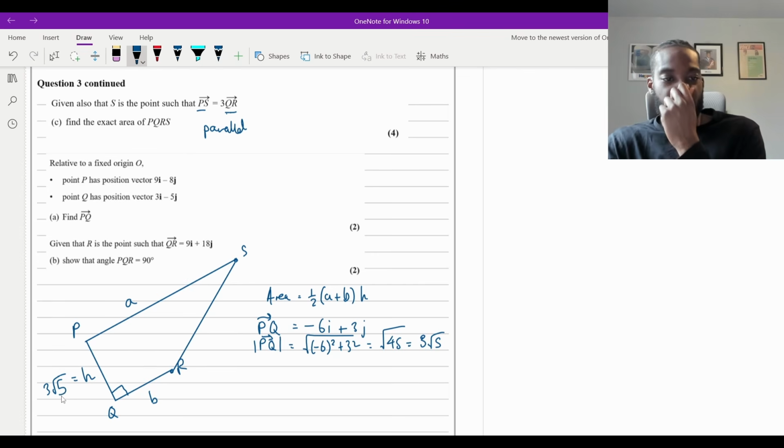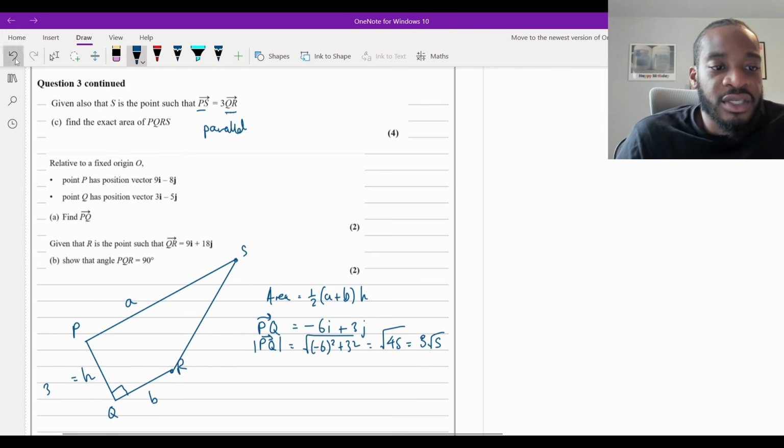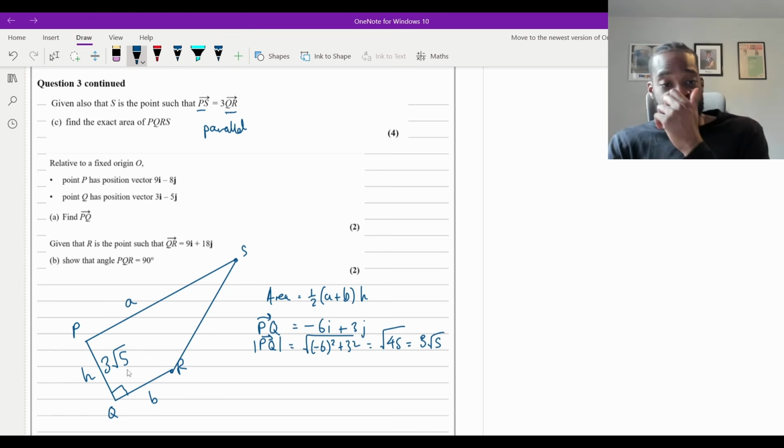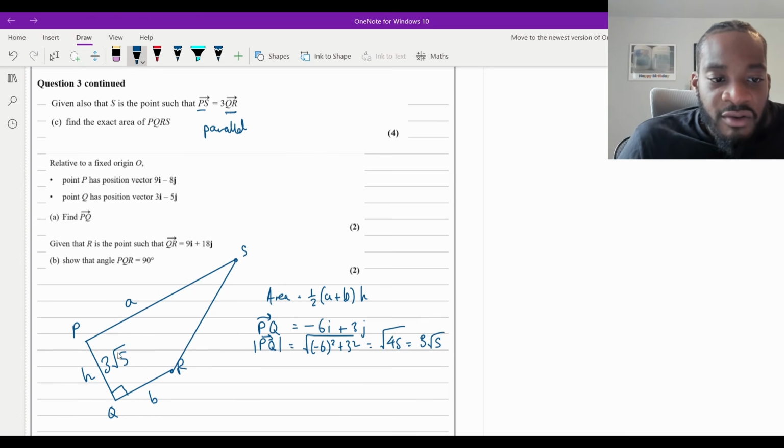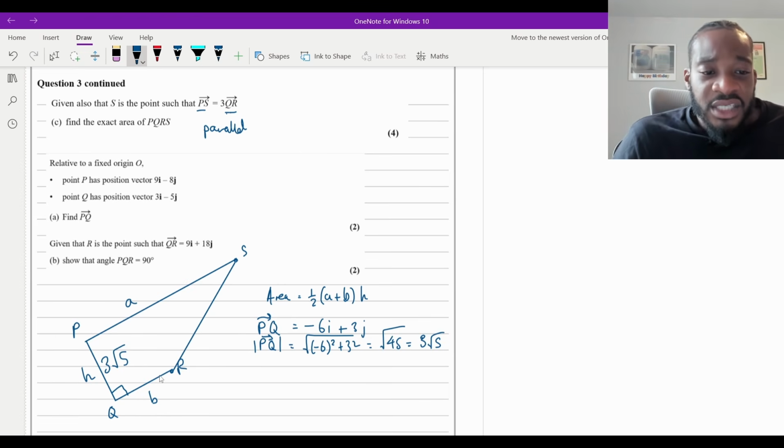Okay. So we now know what that is. You know what? I'm going to put this here actually. This is 3 root 5. Now we need the distances of PS and QR. We can find that very easily because we've got the vector QR. We don't even need the position vectors because we've got pretty much everything we need. The vector QR is equal to 9i plus 18j.